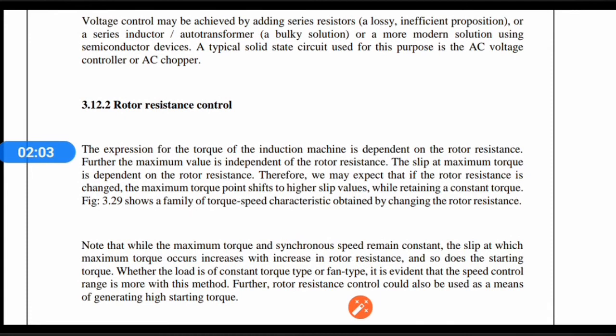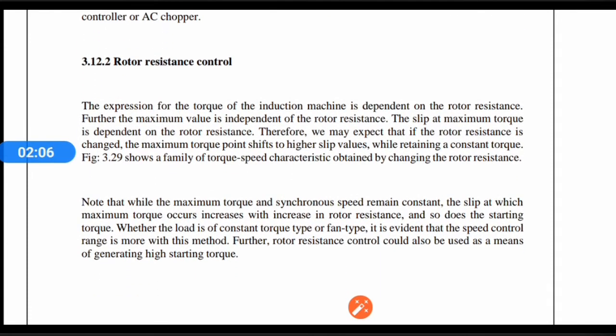The other method is rotor resistance control. I already discussed in last lectures the effect of rotor resistance on the speed torque characteristic, and we discussed the starting method also. In the starting method we see that the slip at the maximum torque depends on the rotor resistance. However, the maximum value of the torque is independent of the rotor resistance. So if we change the rotor resistance, then the slip torque characteristic changes, but the maximum torque remains the same.